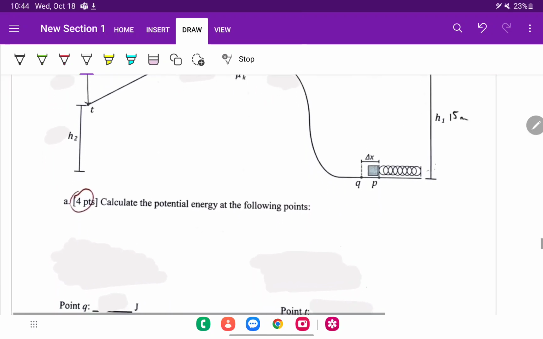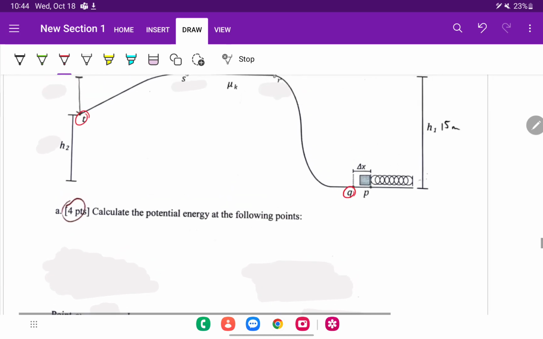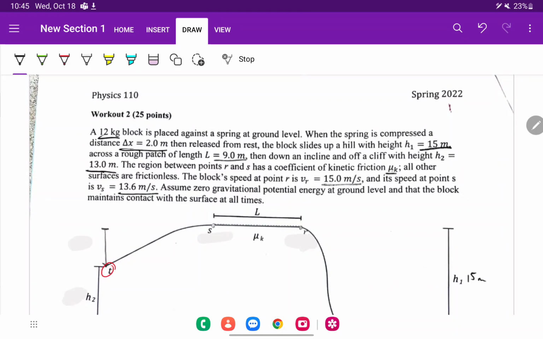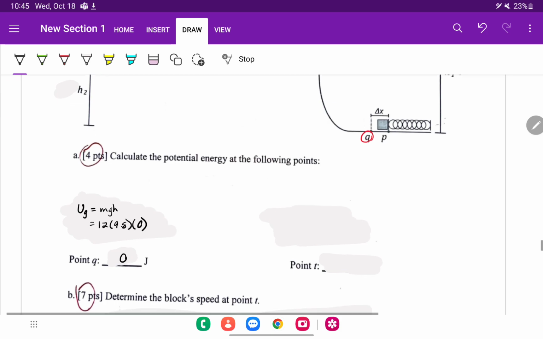Calculate the potential energy at the following points, point Q and point T. The good thing about point Q is that the block is no longer being compressed by the spring at point Q. So at point Q, the only potential energy we have is gravitational. We are told to assume zero gravitational potential energy at ground level. So our only potential is due to gravity, which is mgh. That's 12 times 9.8, and our height is 0 because it's on the ground level. So our potential energy is 0 joules at point Q.